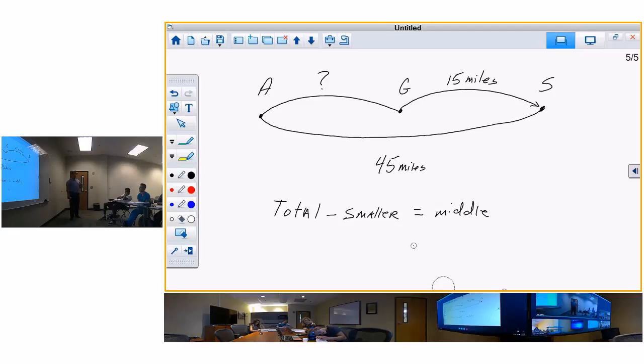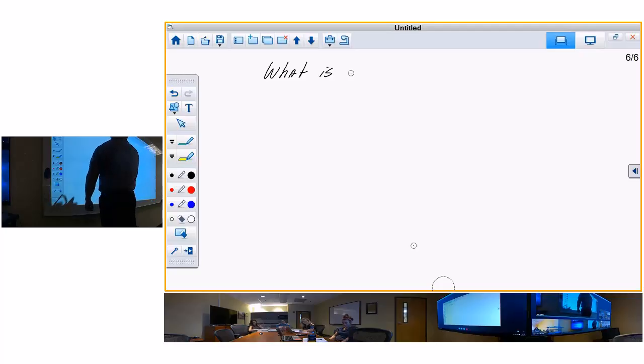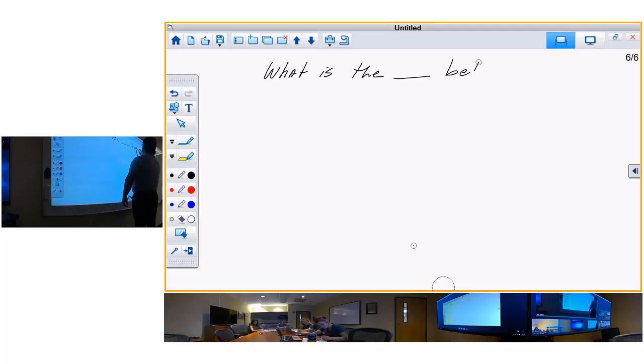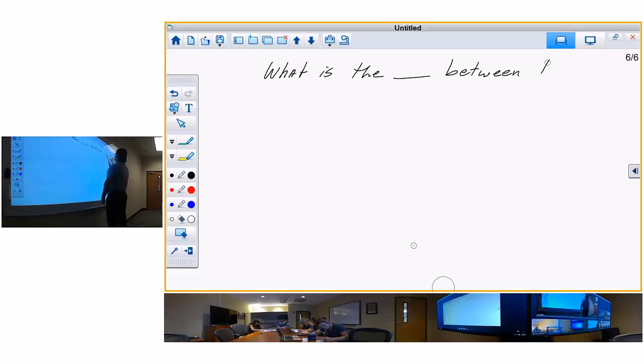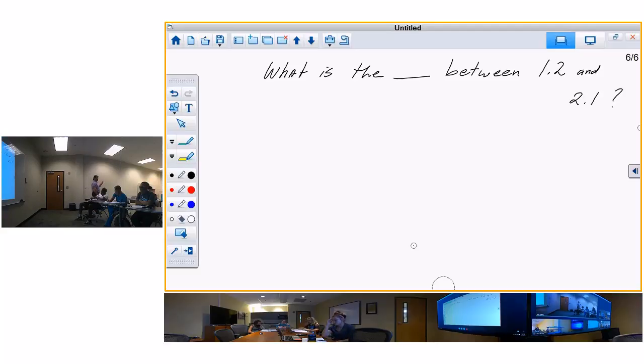Okay. Now remember that when you see this next problem, which is area: what is the blank between 1.2 and 2.1? Now, why did I put blank? Well, that could be area. It could be what else? What are the five things that I told you? Area, percentage, percentile, what else? Probability, what else? Decimal. It could be one of those, so you put whatever you want there.